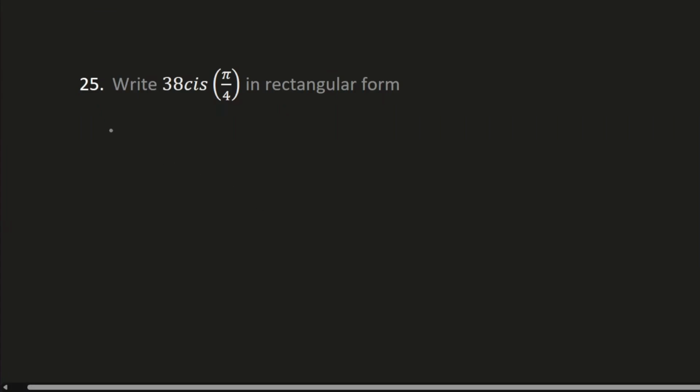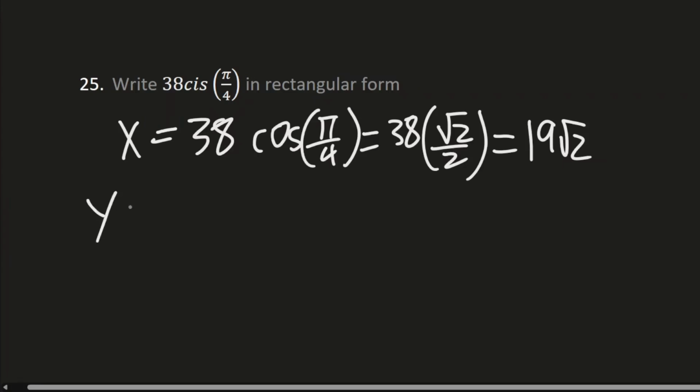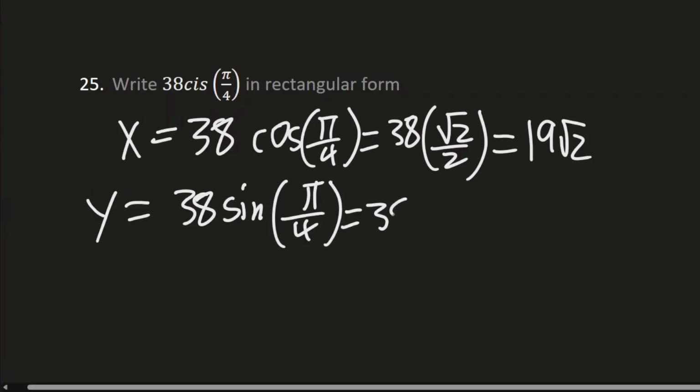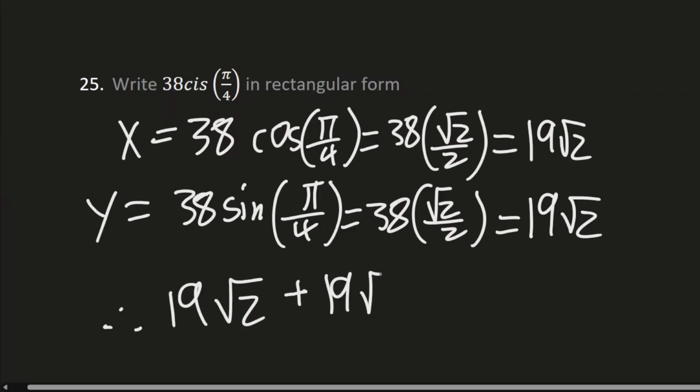For this question, our real part, x is going to be equal to 38 cosine of pi over 4, which is equal to 38 times the square root of 2 over 2, which gives us 19 square root of 2. For our imaginary part, y is equal to 38 times the sine of pi over 4, which is equal to 38 times square root of 2 over 2, is equal to 19 times square root of 2. Therefore, we can write this as 19 times square root of 2 plus 19 square root of 2 times i.